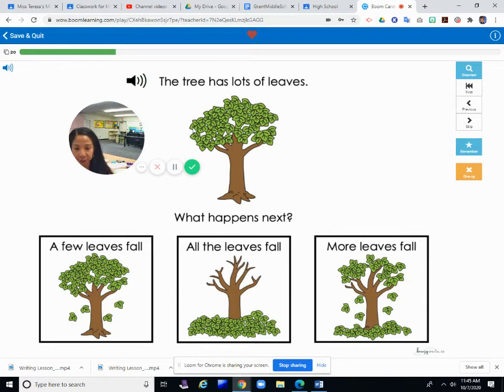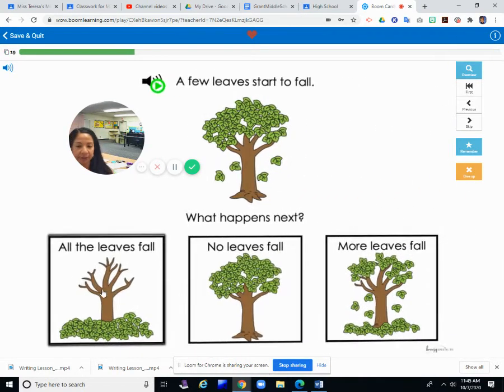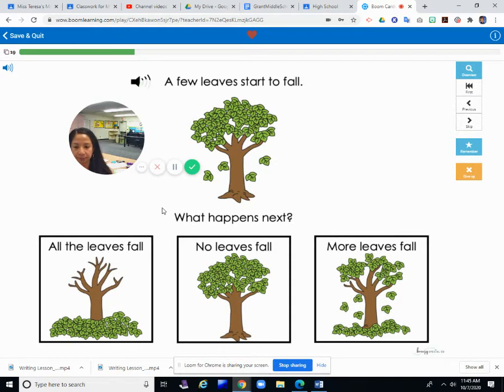The tree has lots of leaves. What happens next? Okay, so the tree has lots of leaves. What's going to happen? A few leaves fall, all of the leaves fall, or more leaves fall? Let's see. Maybe a few leaves fall. Yes, a few leaves fall. A few leaves start to fall. What happens next? All of the leaves fall, no leaves fall, or more leaves fall? I think more leaves fall.